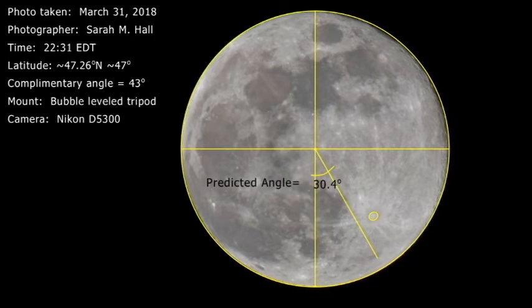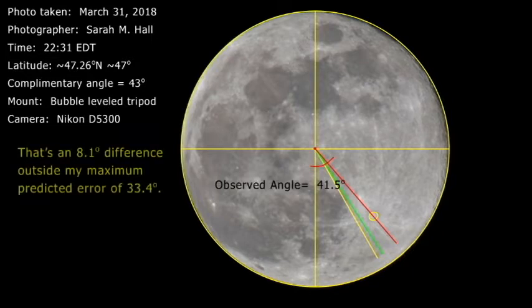Most people aren't. So my predicted angle based on my model was 30.4 degrees. My predicted angle with maximum margin of error was 33.4. Now remember, we're using Tycho crater as our reference, that yellow circle. But as you can see, even with the predicted maximum margin of error, I was off by a lot, not just within a margin of error. The observed angle was actually 41.5 degrees, that red line there from the yellow vertical line. That's an 8.1 degree difference outside my maximum predicted error of 33.4 degrees.